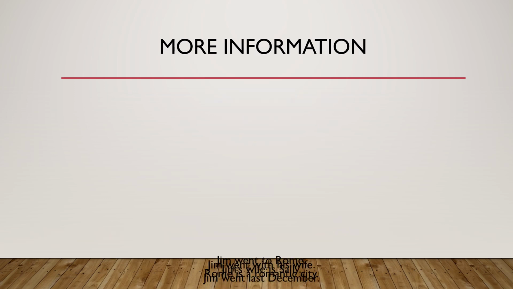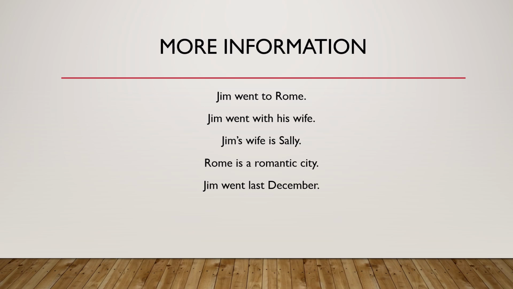Let's try this one. Jim went to Rome. Jim went with his wife. Jim's wife is Sally. Rome is a romantic city. Jim went last December. What do you think? How can you join these sentences? If you're ready, let's check.